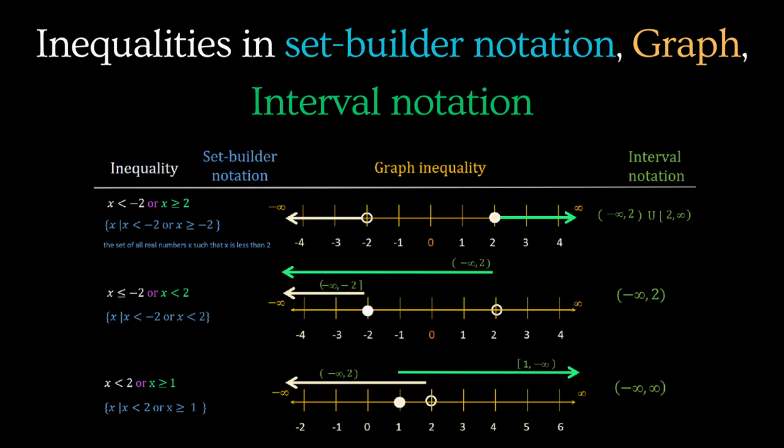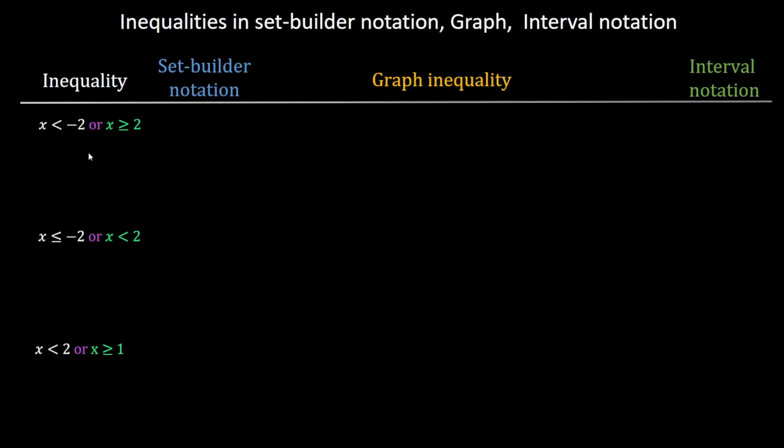Let's look into compound inequalities with an OR condition, and see how to write set builder notation for it, then graph it and write interval notation for it. Let's look into this compound inequality: x less than minus 2 or x greater than or equal to 2.